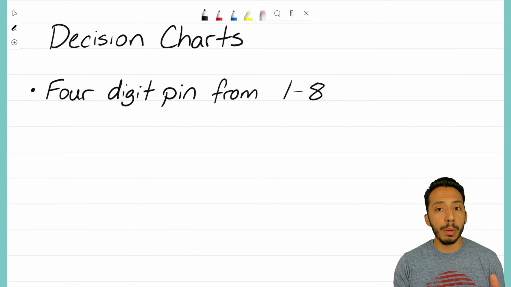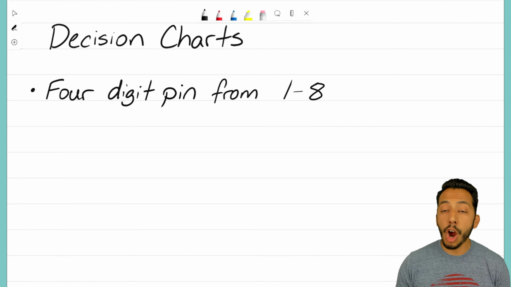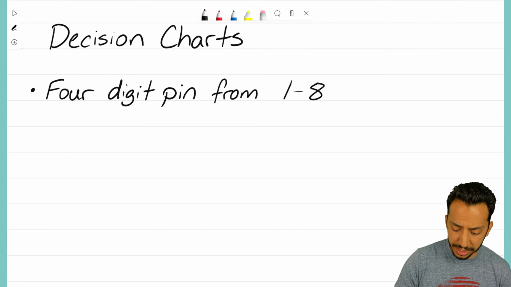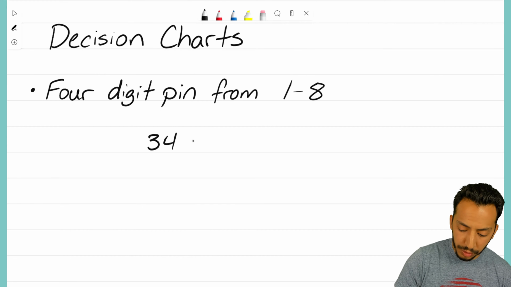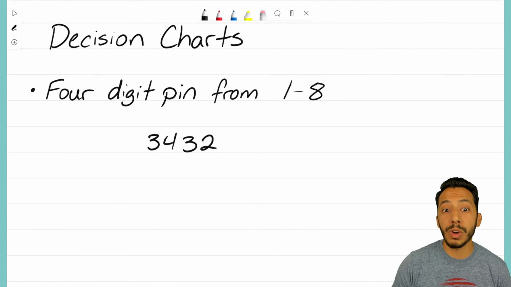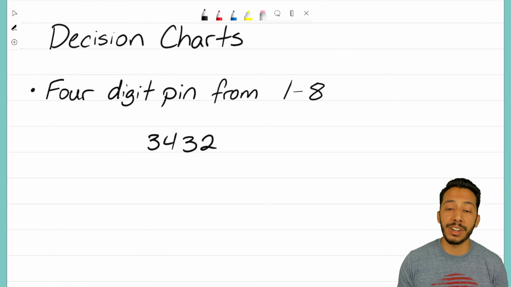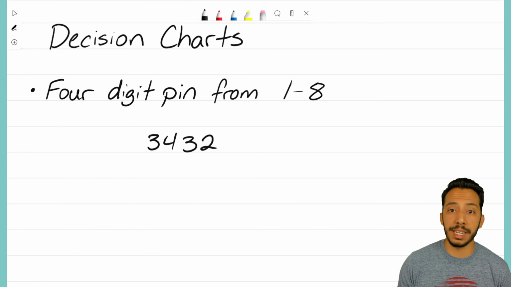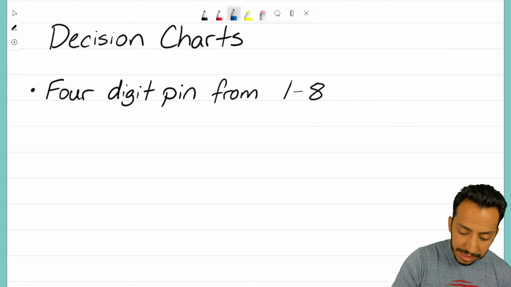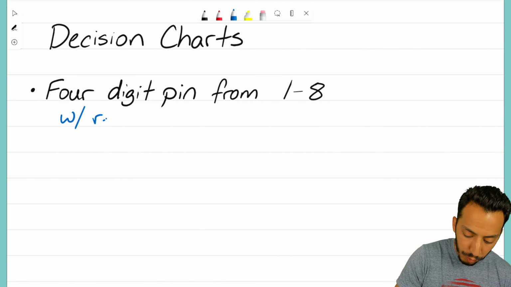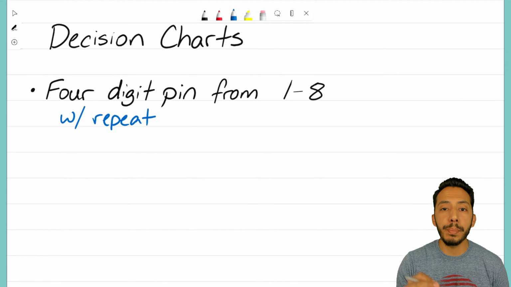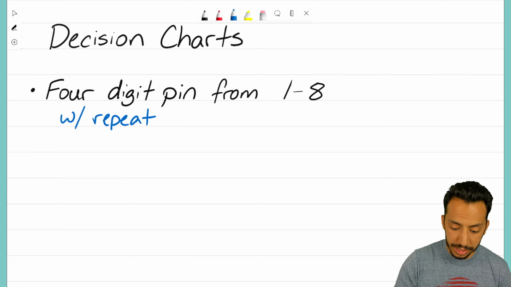Before we jump into this problem, we have to decide: are we going to allow a number to repeat or not? For example, if I'm thinking of a 4-digit PIN, could my PIN look like this, 3432? Notice that there's a 3 twice in there. Are we going to say that it's possible to have a number repeat, or are we not going to let a number repeat? For this first example, let's allow repeating. I'm going to write "with repeat." So we're going to say that you can repeat a number in our 4-digit PIN.